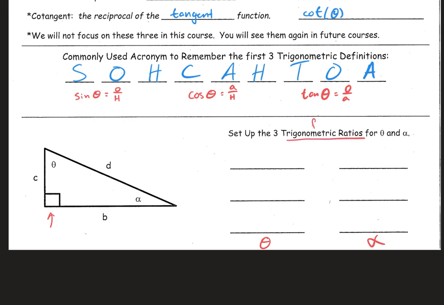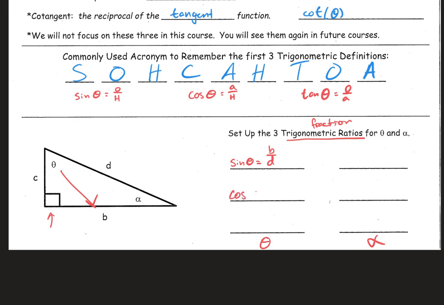I want you to read fraction. Okay? All I want is the fraction. That's it. I want sine of theta equals fraction. So here we go. Start off with sine. This is opposite over the hypotenuse. So that's going to be b over d.